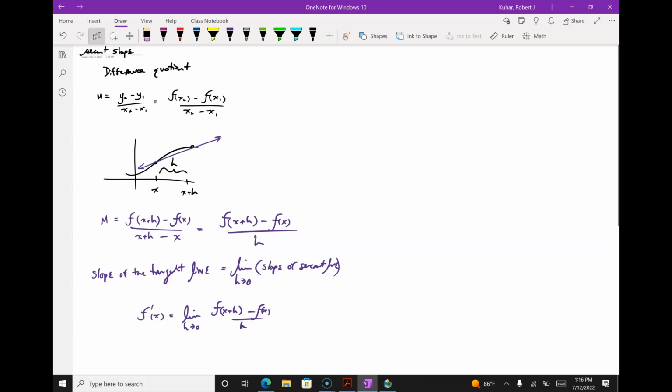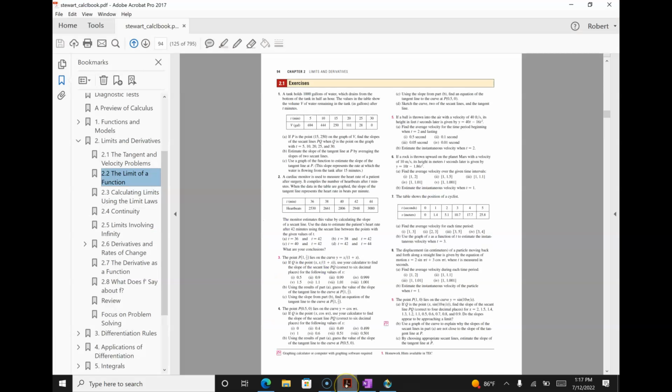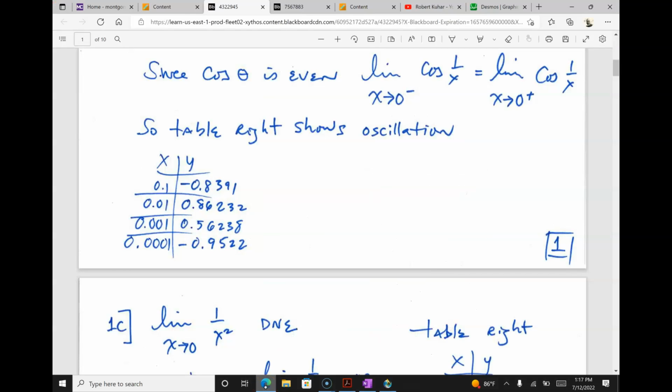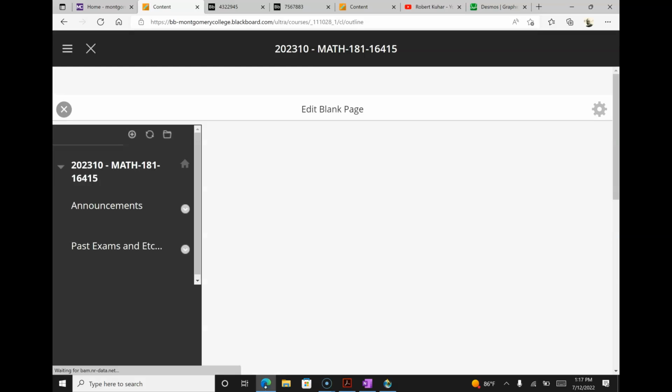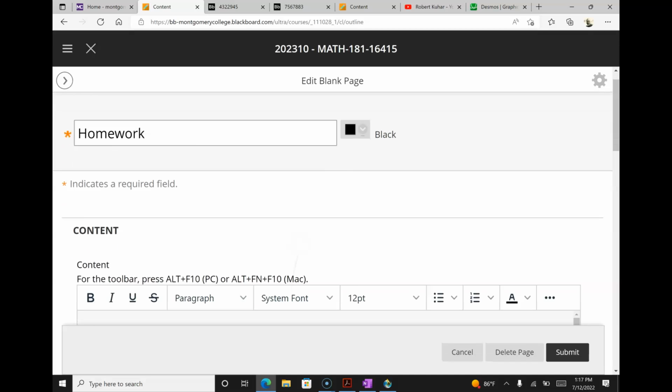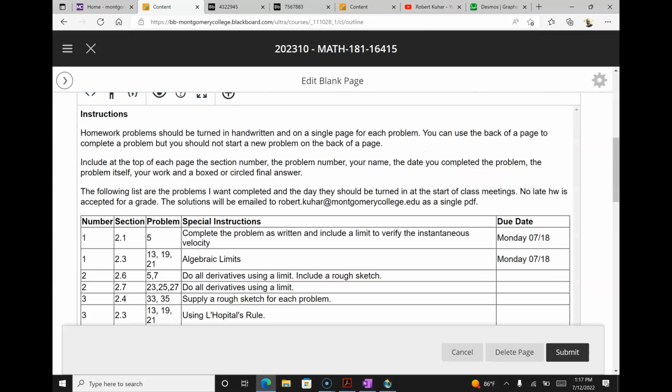So in 2.1, I like 1 through 5. One of them you're turning in on paper. In 2.1, number 5, you're turning in to me. So far you've got 4 problems due Monday. Notice I said complete the problem as it's written in the book, but also include a limit to verify the instantaneous velocity.